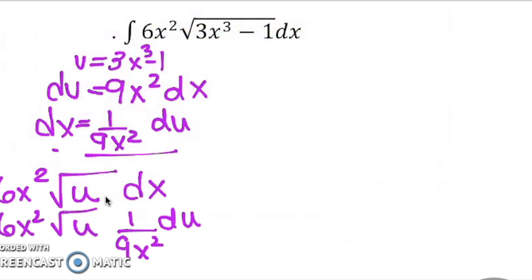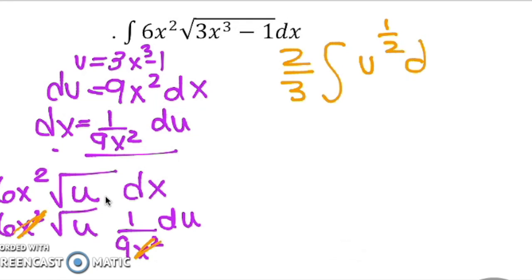And now we can simplify a little bit. So the x squareds cancel out. 6 over 9 is 2/3. So coming up here, this is really going to be 2/3 the integral of the square root of u, which I'm going to write as u to the 1/2, du.